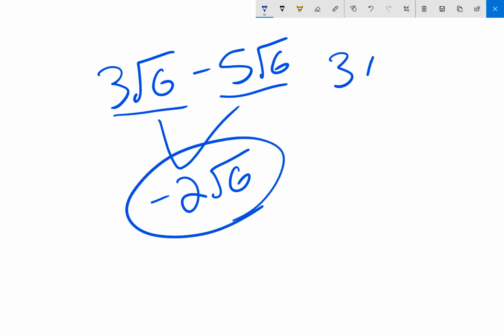It's basically the same as 3x minus 5x. 3x minus 5x would be negative 2x. So instead of x, it's the square root of 6, but it's the same idea. But remember, they have to be like radicals to combine them.